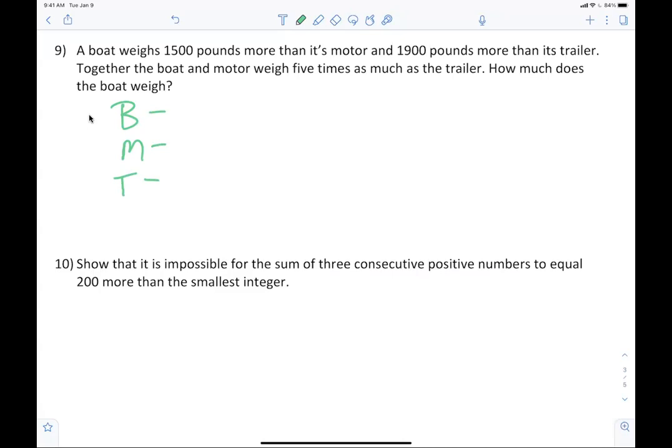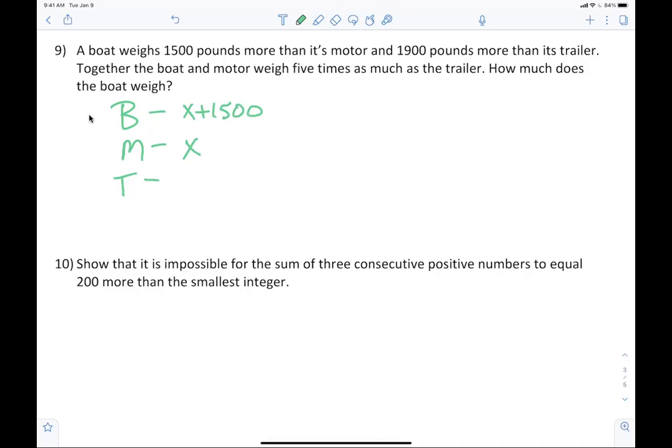Luca, where am I putting the X? With the. I've only read two things so far. With the motor, right? You can put X with the motor. So then what would the boat weigh? X plus 1,500. Now here is the hard part. Here is the hard part.